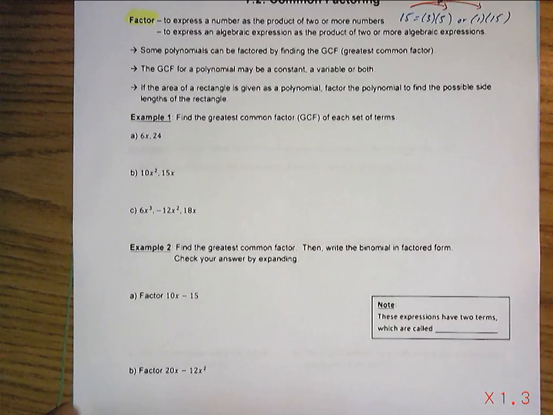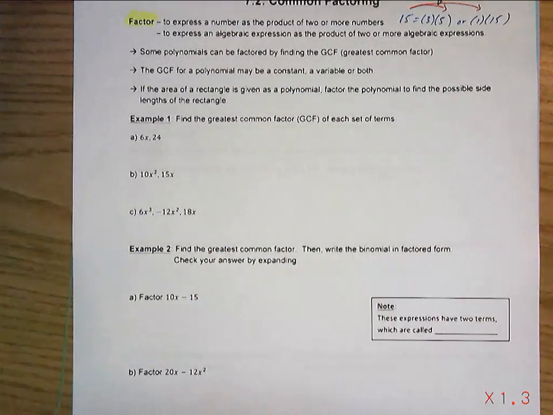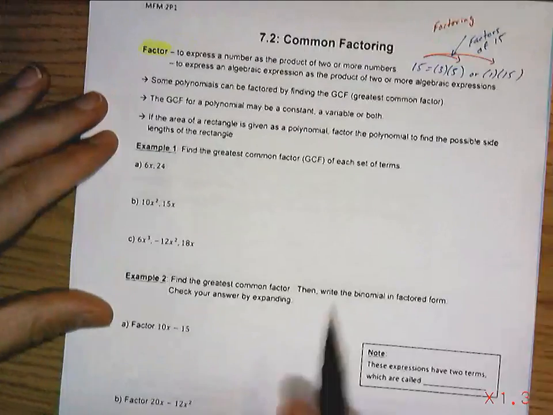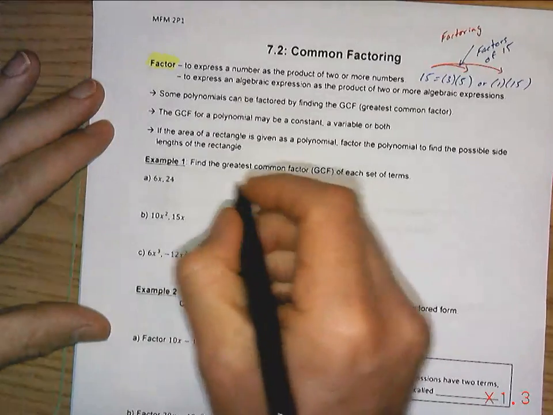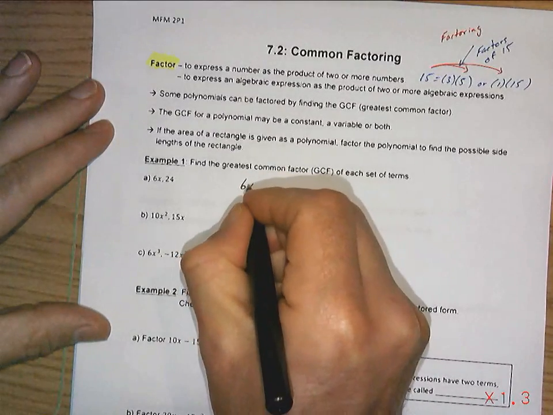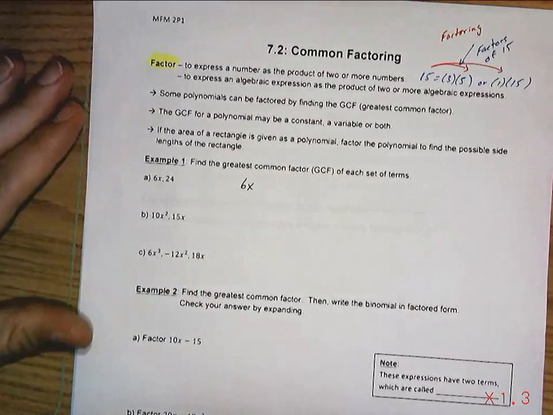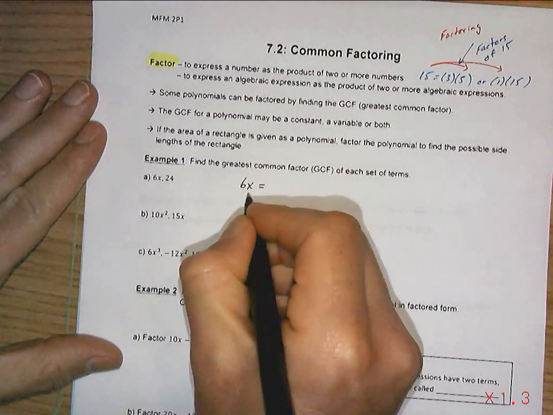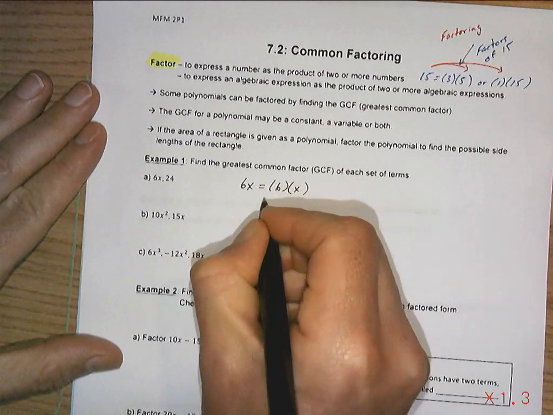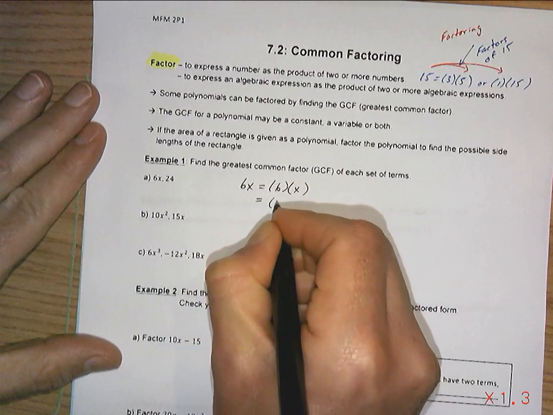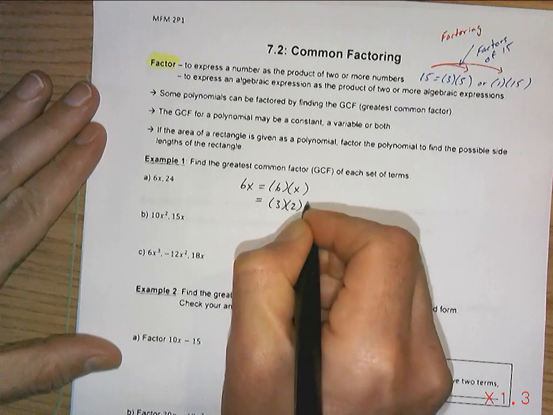Okay, example 1. Find the greatest common factor for each set of terms. Okay, the greatest common factor. There's lots of common factors. So what we have here is we have 6x to start off with. 6x has factors of 6 and x, but it also has factors of 3, 2, and x.